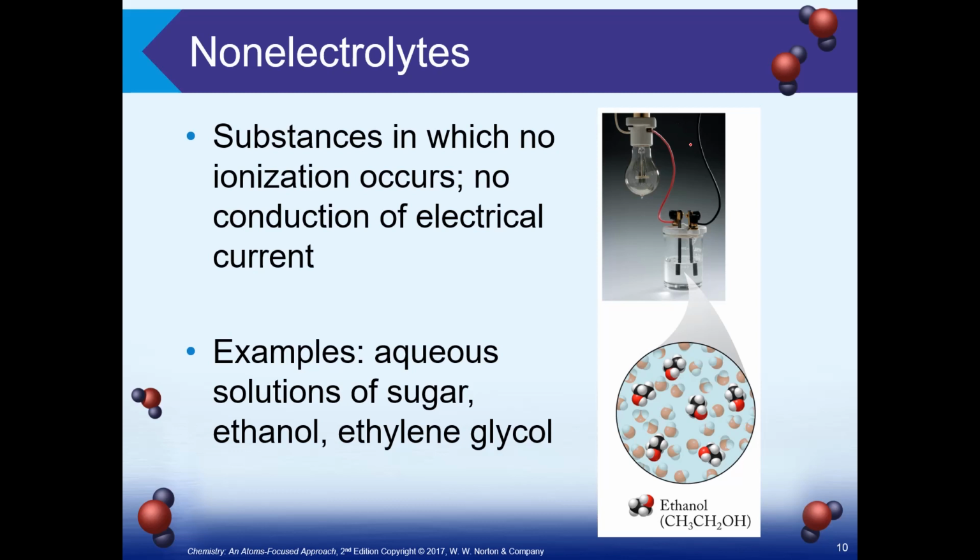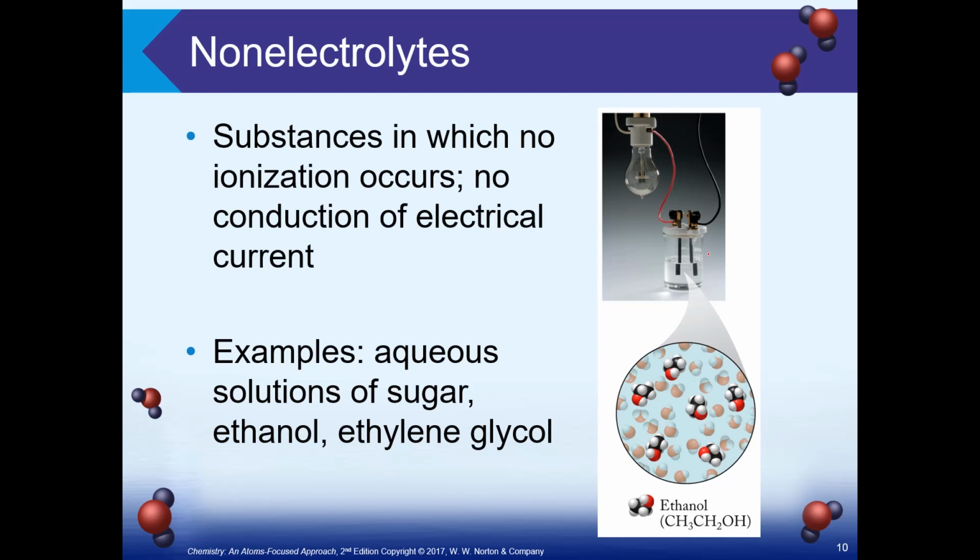Non-electrolytes are going to be formed when we have substances that don't break apart into ions. If we don't form any ions, we have no way to conduct electrical current. So things like sugar or ethanol or ethylene glycol, which is antifreeze. So if you put something like sugar in water, it will appear to dissolve, but it doesn't actually produce any ions. So there's no ions, we can't get any electrical current going, so our light bulb doesn't light up at all.